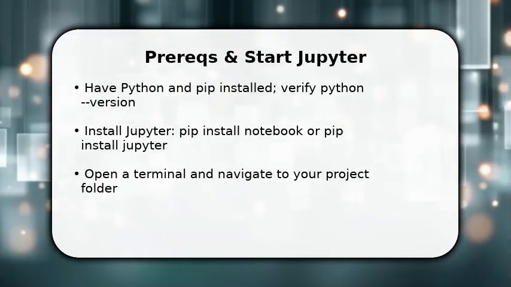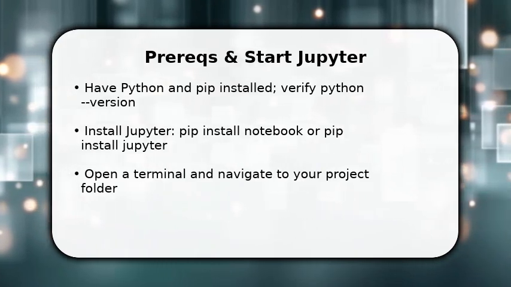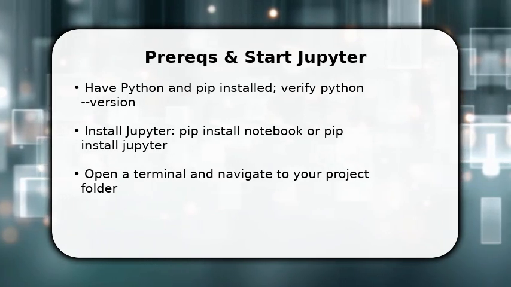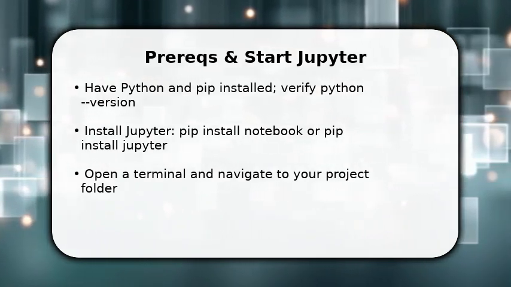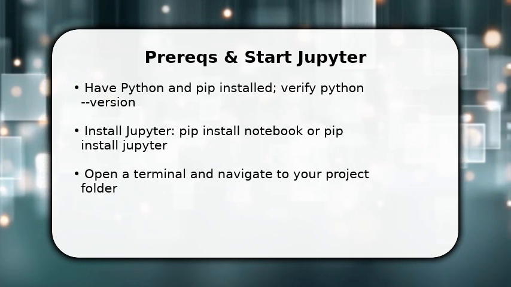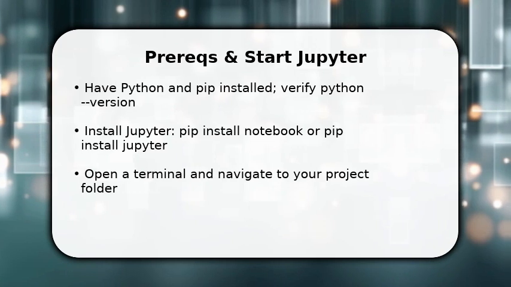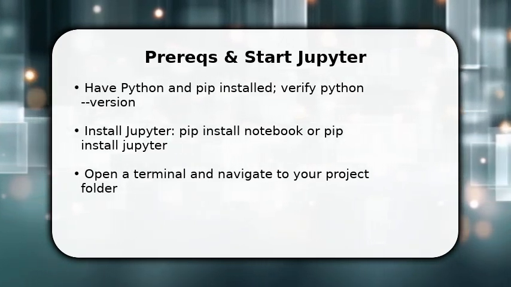You already have the prerequisites, Python and pip. First, install Jupyter with pip install notebook or pip install jupyter so the server is available. Once done, open a terminal and change directory to the folder where your notebooks or code live. This keeps files organized and avoids confusing paths.